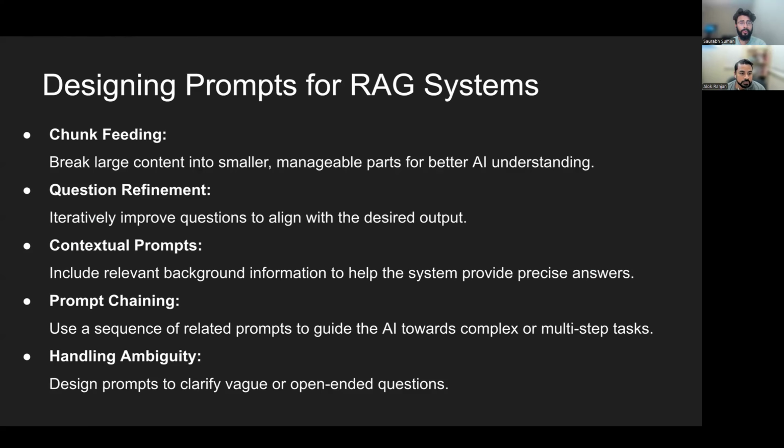So now let's explore how to design effective prompts for our systems. We'll look at five key strategies, and we'll start with chunk feeding. So chunk feeding involves breaking large pieces of content into smaller sections, allowing the AI to process them sequentially. This ensures the model doesn't miss critical details and avoids token limitations that could prevent it from retaining very important information.